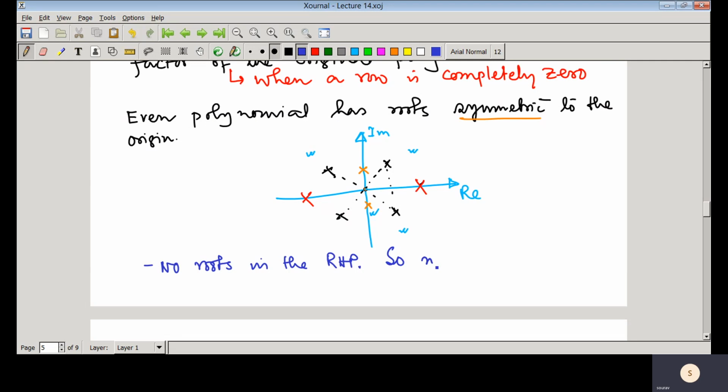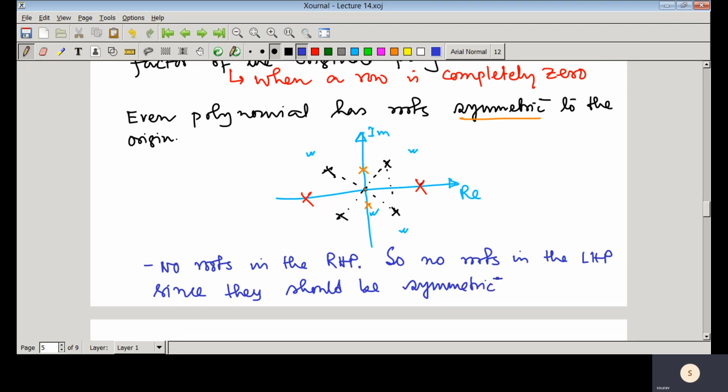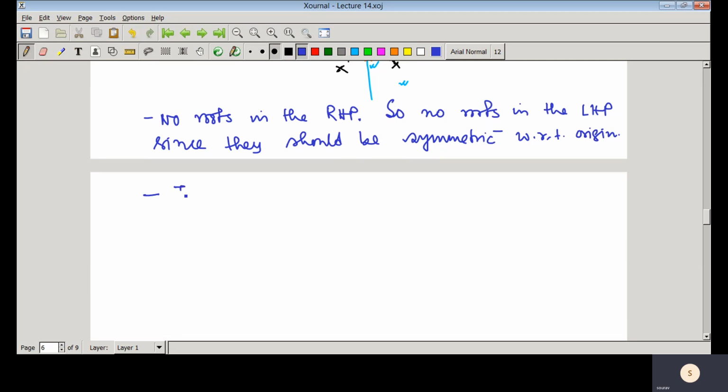So no roots in the left half of the plane, since they should be symmetric with respect to the origin. So then what happens? We would have two roots on the imaginary axis.